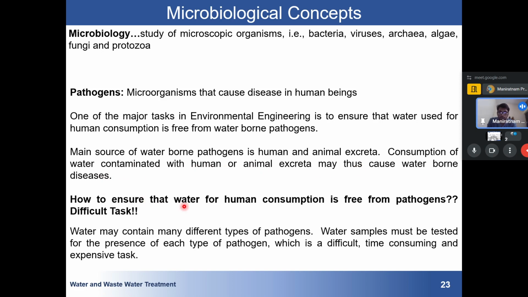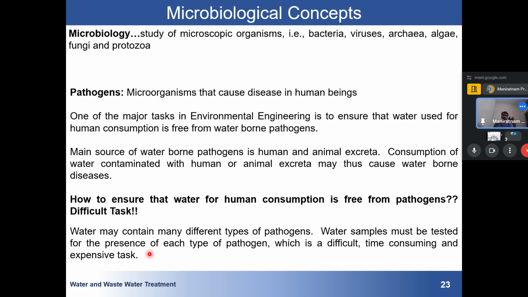So how do we ensure that water for human consumption is free from pathogens? It is a very difficult task because you cannot measure each and every virus. There are hundreds of pathogens present in the water, so you cannot measure each and every pathogen present in the system and then say that this water is harmful to us. Water may contain different types of pathogens. Testing a water sample for the presence of each pathogen is difficult, time consuming and expensive.